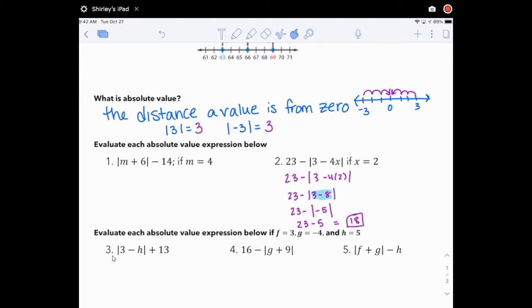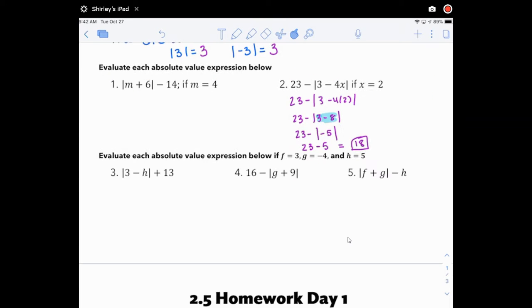Questions 3, 4, and 5, doing the same thing. We have a couple different values. F is equal to 3, G is equal to negative 4, H is equal to 5. So question 3 says evaluate absolute value of 3 minus H, plus 13. H is equal to 5. So let's take that first step. 3 minus H, I'm going to replace as 3 minus 5 and then plus 13. Simplify inside first. 3 minus 5 is negative 2. So the absolute value of negative 2. Absolute value of negative 2 is 2. Add those together and you get your final answer.